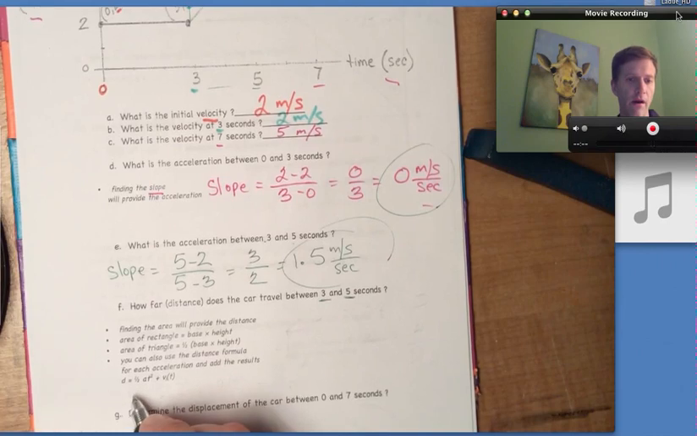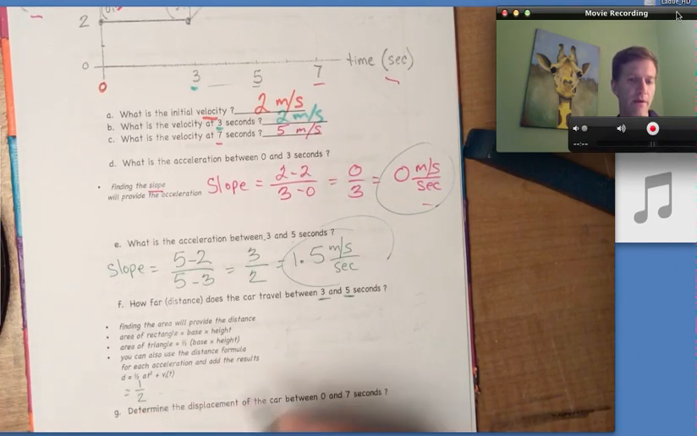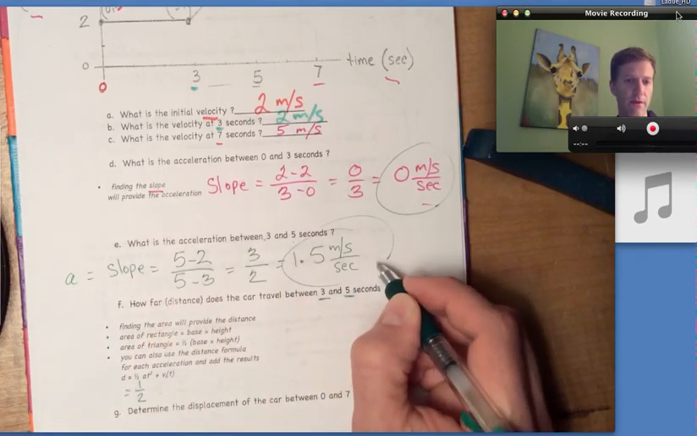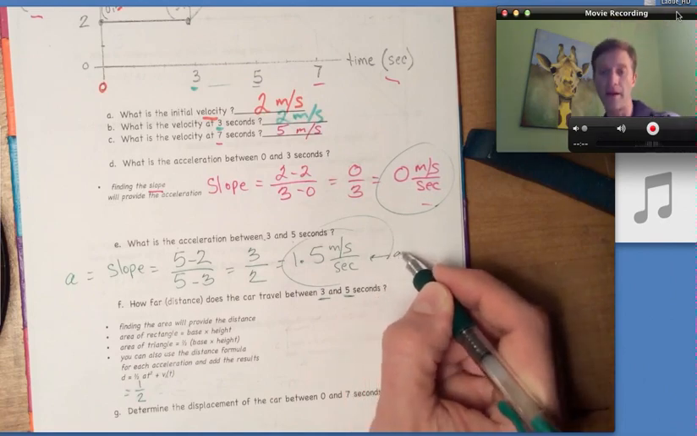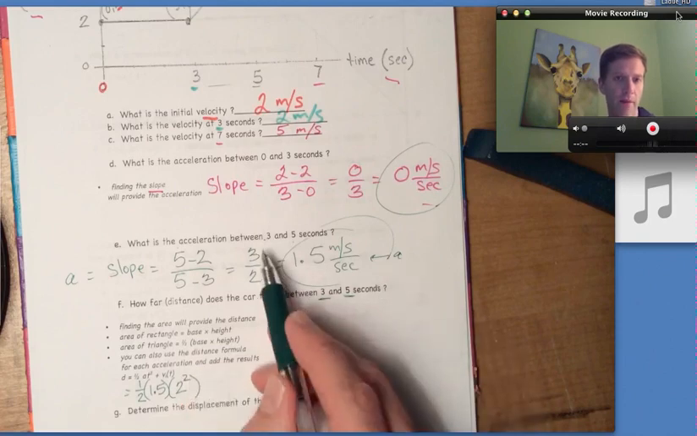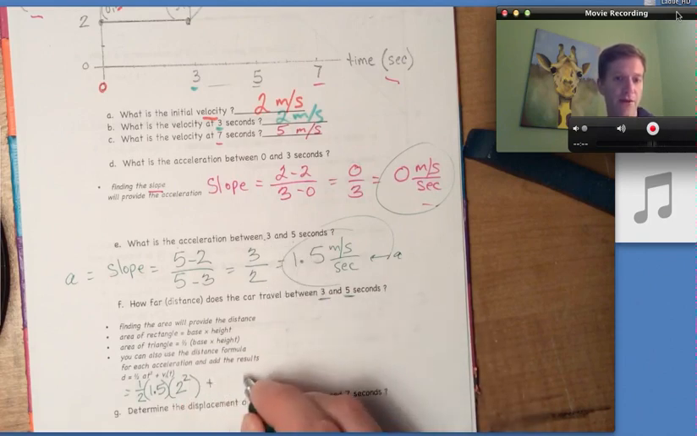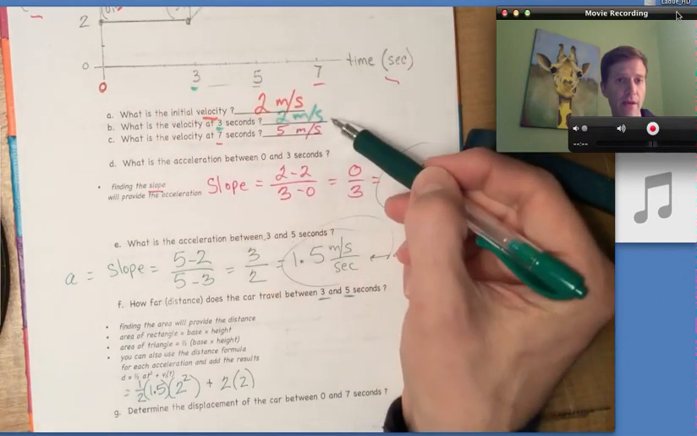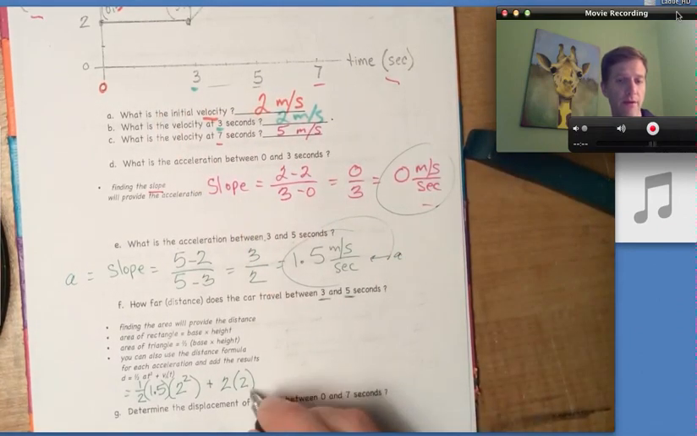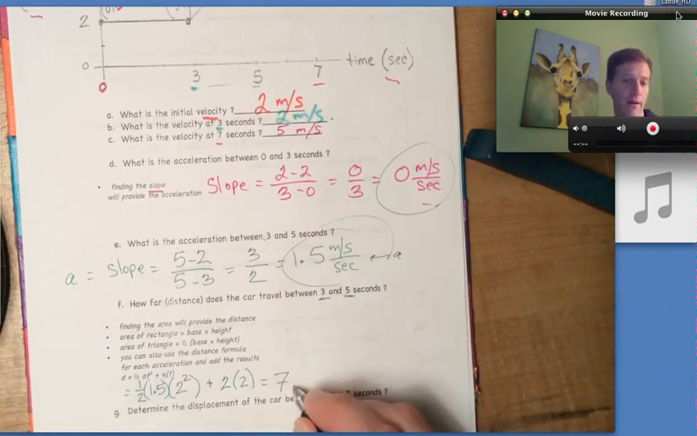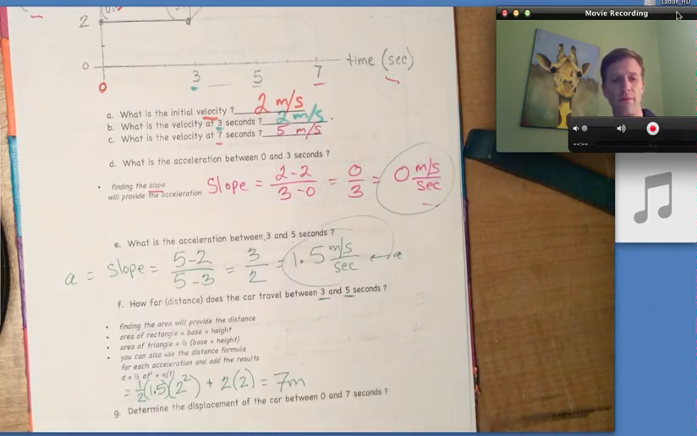How far? You can use the area way, but I'm going to use the distance formula, because really any technique you want should work, as long as it's consistent here. I got the acceleration. I got the 3 to 5. That's 2 seconds. Now it's moving, so at that beginning spot, at that 3, it is moving at a speed of 2. So that's your initial velocity for that interval. So what do we got there? We got 4 plus 2 times 1.5, 7. Yes, very nice. Okay.